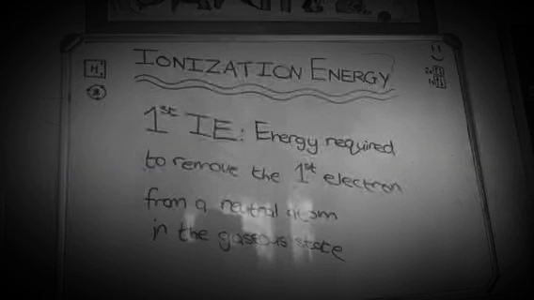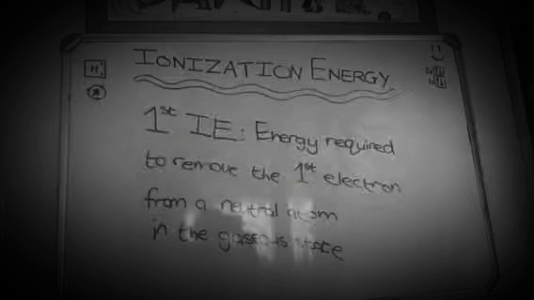Next is ionization energy. First ionization energy is the energy required to remove the first electron from a neutral atom in the gaseous state, while second ionization energy is the energy required to remove electrons out of a positive ion with a charge of +1 in the gaseous state. The trend of ionization energy is that it increases from left to right in a period and decreases from top to bottom in a group.